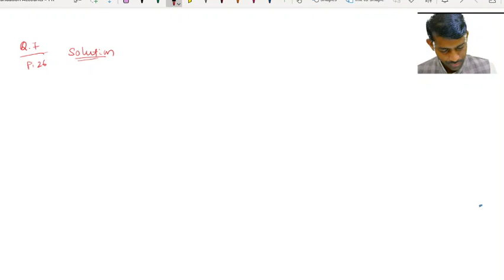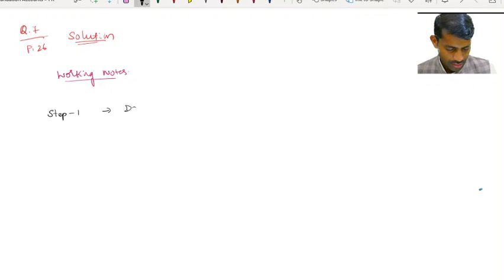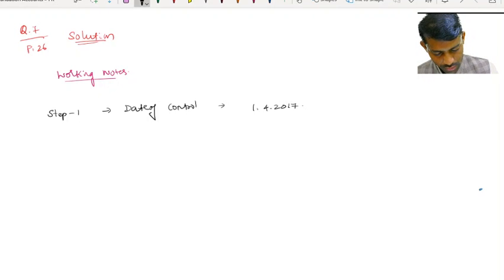Solution. Working notes. To start with, step 1: date of control. The date of control is 1/4/2017.